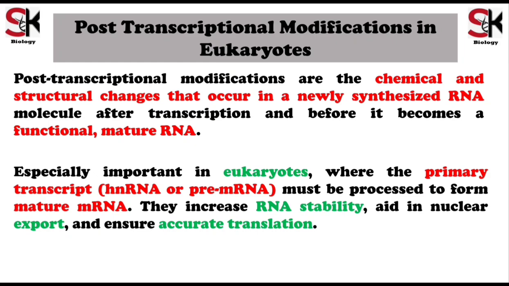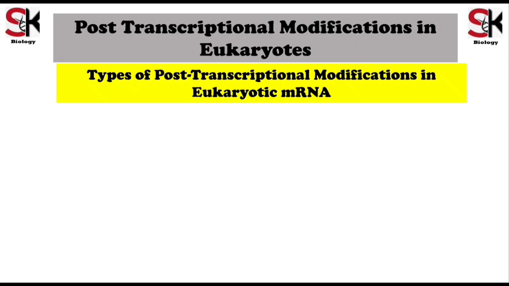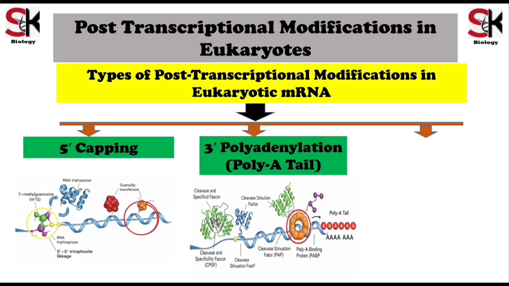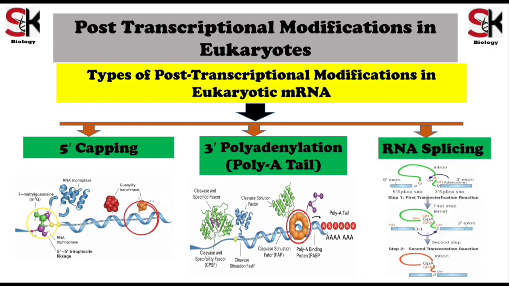In eukaryotes, majorly three types of post-transcriptional modifications are present. The first one is modification of 5' end, which is 5' capping. The second modification is for modification of 3' end, which is 3' polyadenylation. And the third post-transcriptional modification is to modify the intermediate region of RNA, which is RNA splicing. We will discuss all these three post-transcriptional modifications in detail one by one.